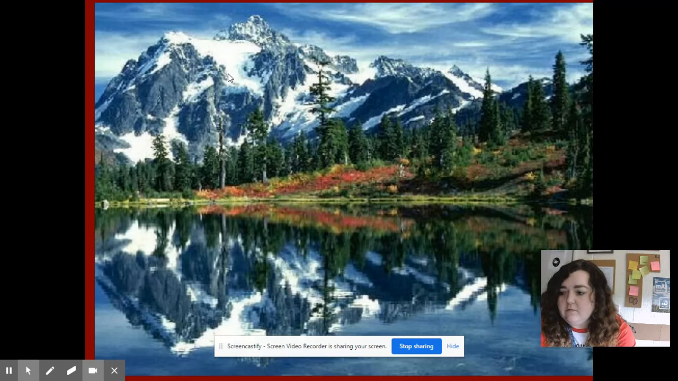They're not dome mountains. I think these are going to be more of your fault block mountains, these sharp-edged ones.